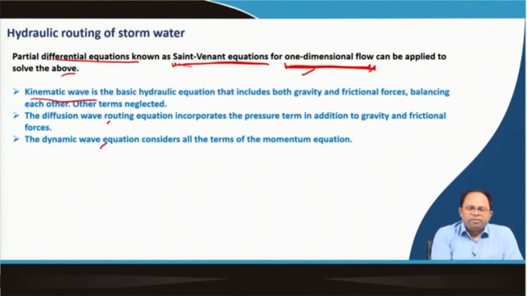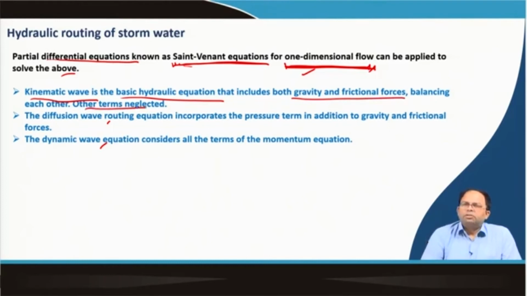One is the kinematic wave. This is the basic hydraulic equation that includes both gravity and frictional forces balancing each other. Other terms are neglected. So, primarily we are considering that only gravity and frictional forces are acting upon the flow, because it is flowing through a water channel. Usually in steep channels that is the case, where the walls are very steep and the stormwater flows through that, then we can ignore the other forces; only the gravitational and frictional forces are considered.